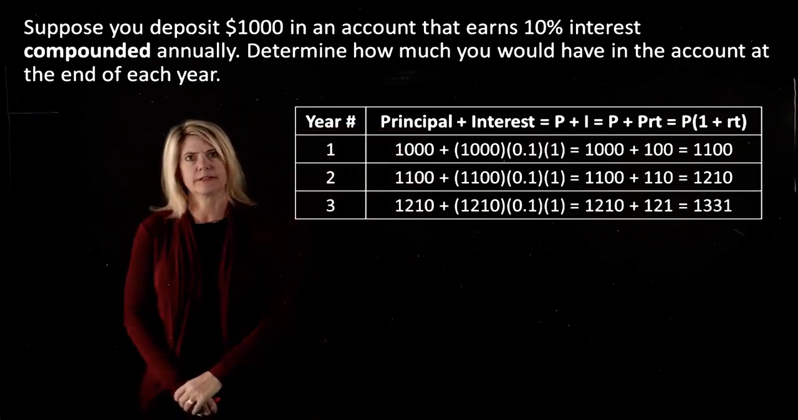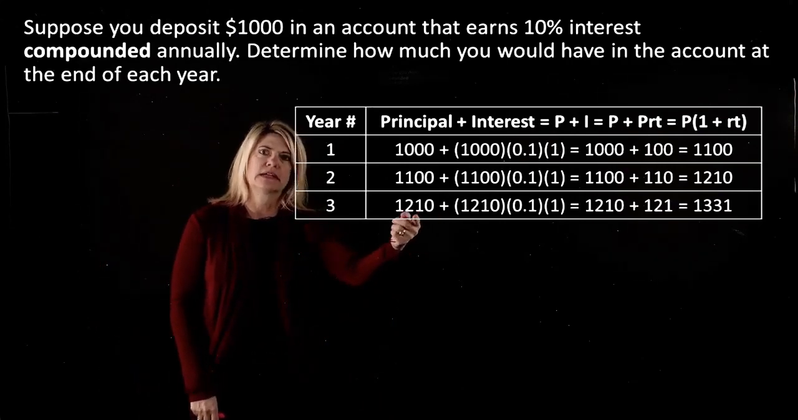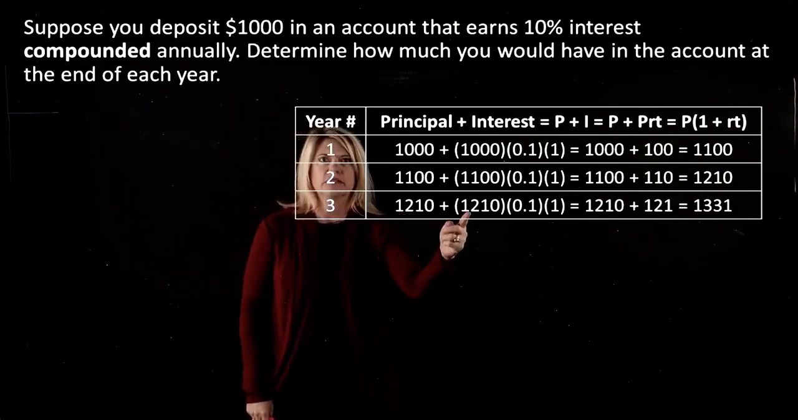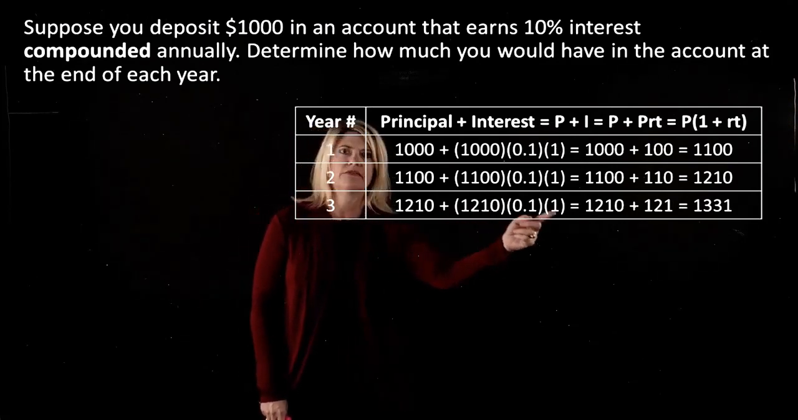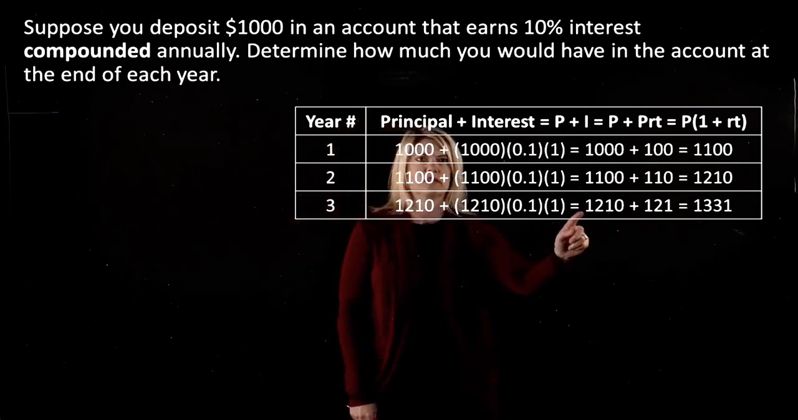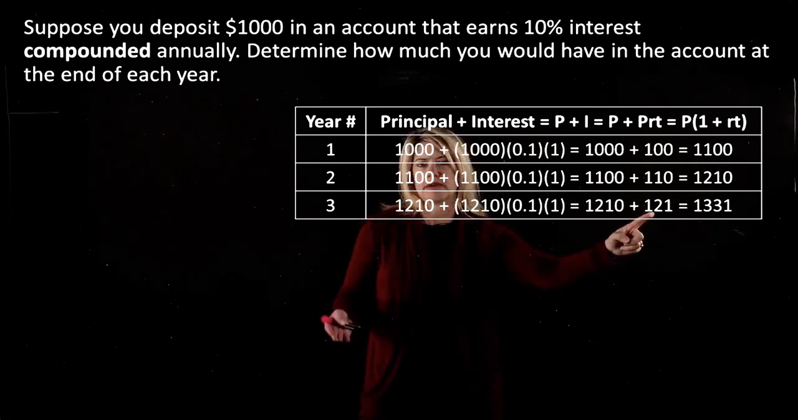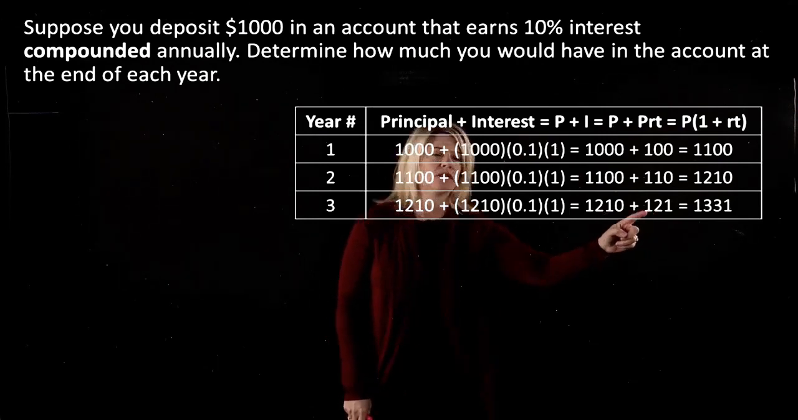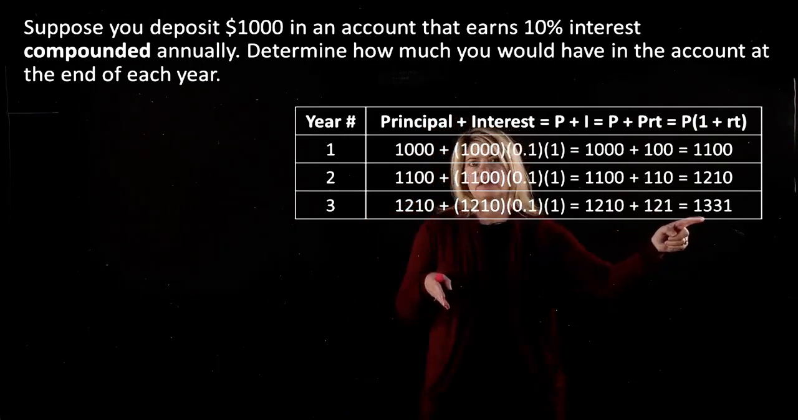Let's look at the third year. We start the third year with the $1,210 that we had at the end of the second year. We take that $1,210 and multiply it by our annual rate of 10% for 1 year. So now we have the amount we had at the beginning of the third year, which is the $1,210. The $121 is the amount that we would have earned in interest at the end of that third year. So when we sum these two, we get $1,331 in that account at the end of the third year.